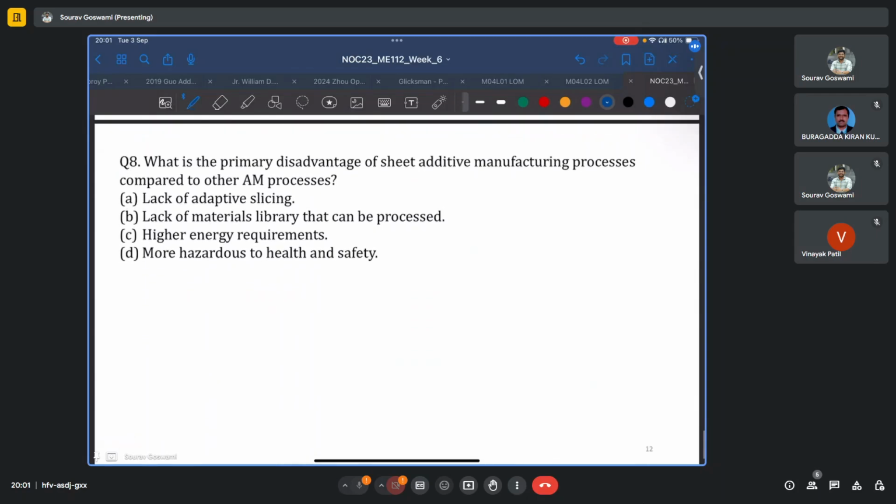In question 8, what is the primary disadvantage of sheet additive manufacturing process compared to other AM processes? Is it the lack of adaptive slicing? Is it the lack of materials library that can be processed? Is it the higher energy requirements? Or is it the greater hazard to health and human safety?